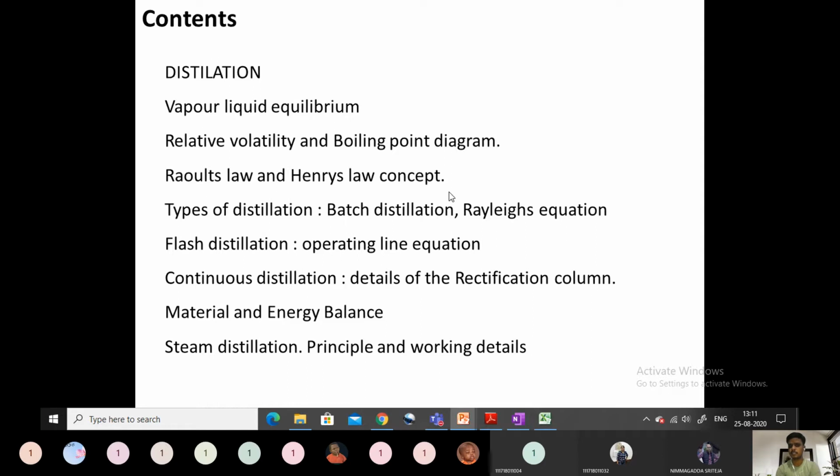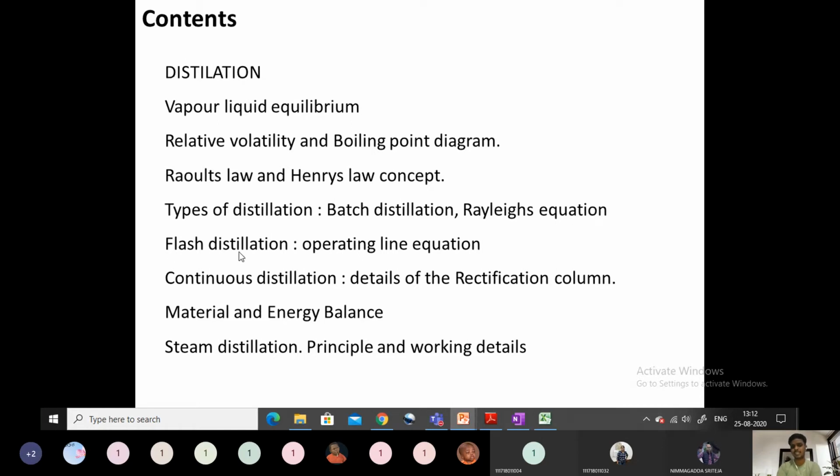So batch distillation is also called simple distillation, and it is also called Rayleigh's distillation, because this particular man, Rayleigh, gave the derivation for batch distillation. So in batch distillation, you have a derivation. It is a little bit complex, but it is okay. We will derive that one. So Rayleigh's equation we will derive.